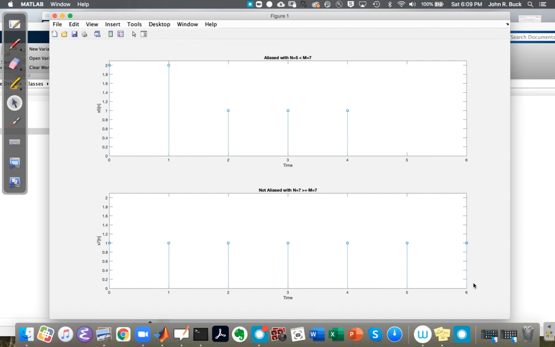In the next video, I'll show you an example using a recorded audio sound and how we can use this idea of sampling omega to get a picture of the Fourier transform of real data.